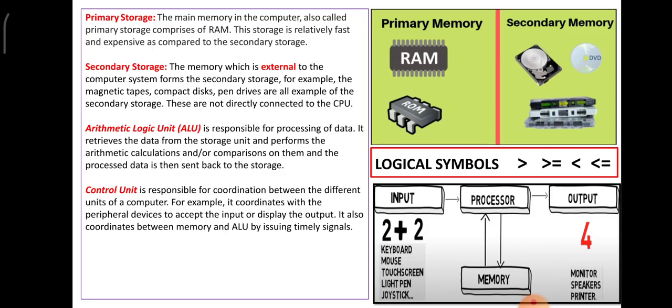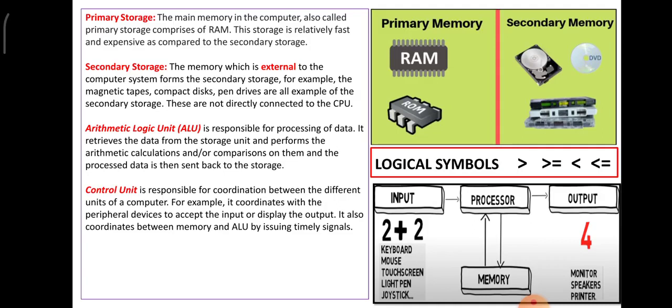Here the input 2 plus 2 is typed by the user. What are input devices? Keyboard is an input device, mouse is an input device, touch screen, light pen, joystick, all these things are input devices. Now the user is giving 2 plus 2, and immediately the processor will have the arithmetic and logical unit. The arithmetic and logical unit checks whether an arithmetic operation is coming in or a logical thing is coming in. In this case it is arithmetic because it is 2 plus 2.